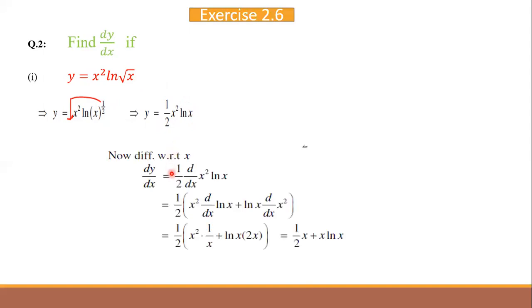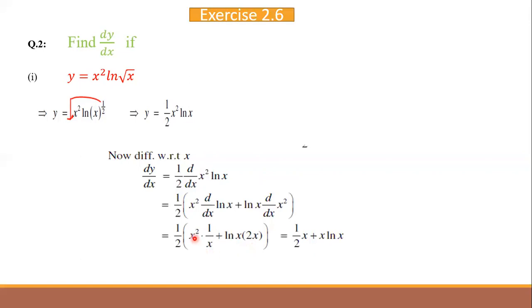Now differentiate with respect to x: 1 by 2 as it is, derivative of x square into log x. Here two functions, both polynomial and in the independent variable x, so we will use product rule of differentiation, which means x square as it is, derivative of natural log of x, plus natural log of x as it is, derivative of x square. What is the derivative of natural log of x? Derivative of natural log of x is 1 over x, plus x square, natural log of x, derivative of x square is 2x. Derivative of x square is 2x.